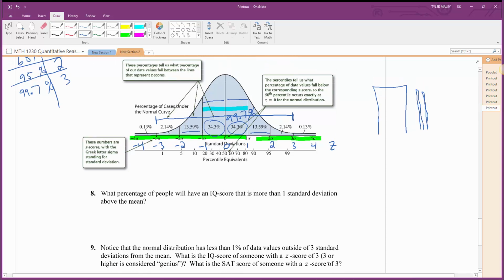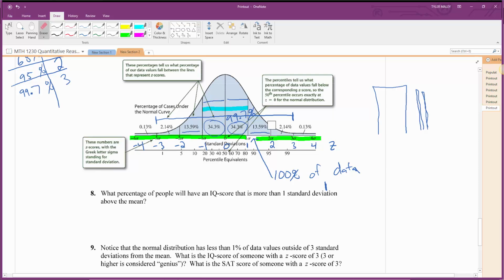So let's look at number 8. It says, what percentage of people will have an IQ score that is more than 1 standard deviation above the mean? One thing I want to mention really quick: underneath this curve there is of course 100% of our data, so in other words, this has a value of 1 underneath. So if we're asked what percentage of people have an IQ score that is more than 1 standard deviation.